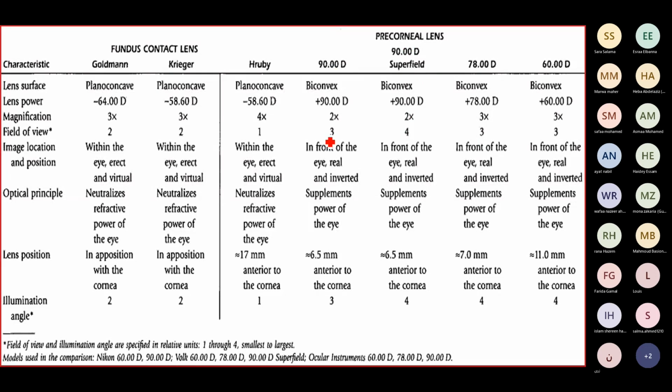Okay, and as you may notice, the working distance decreases with increasing the power of the lens. So for example, you want to hold the 60 diopter lens further away from the eye, at a distance of about 11 millimeters, while the 90 diopter lens should be held very, very close to the eye. Okay.